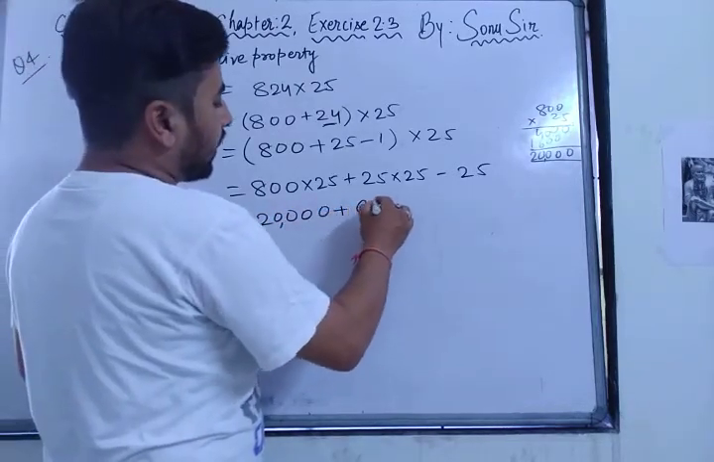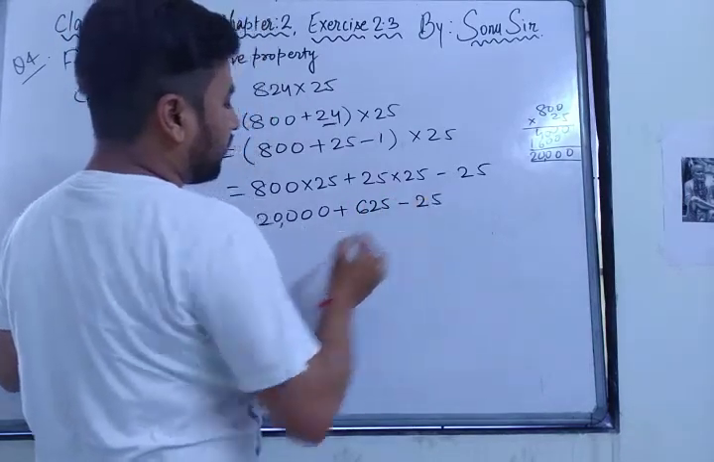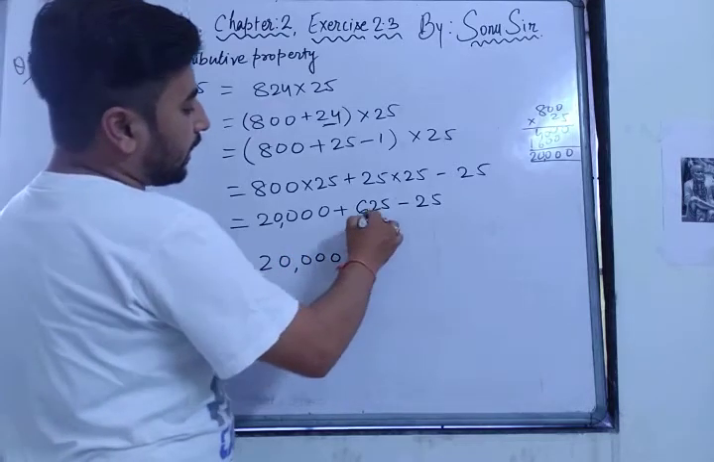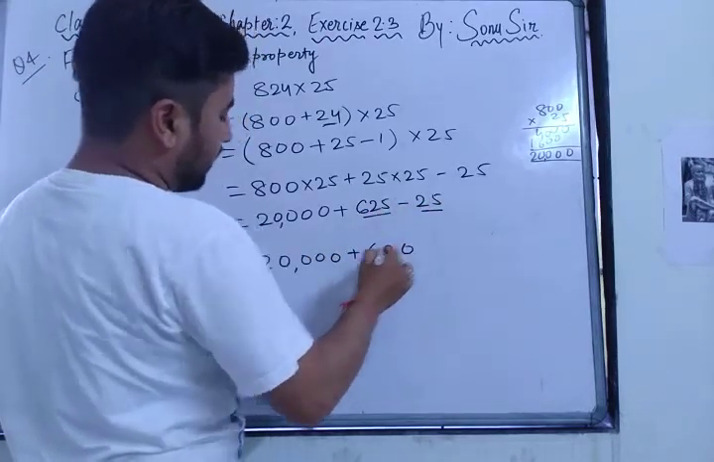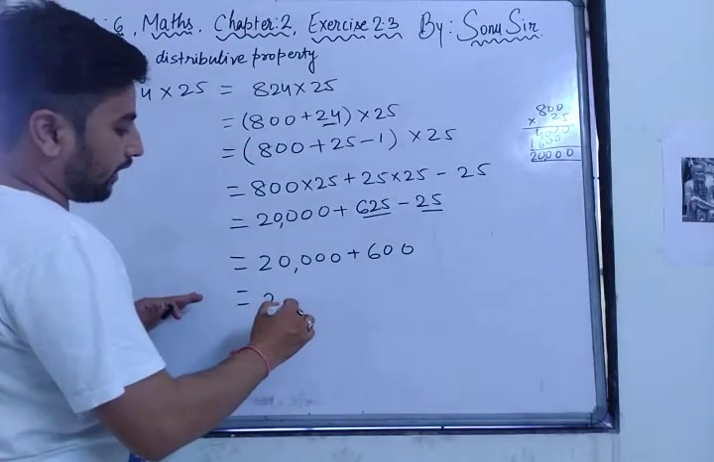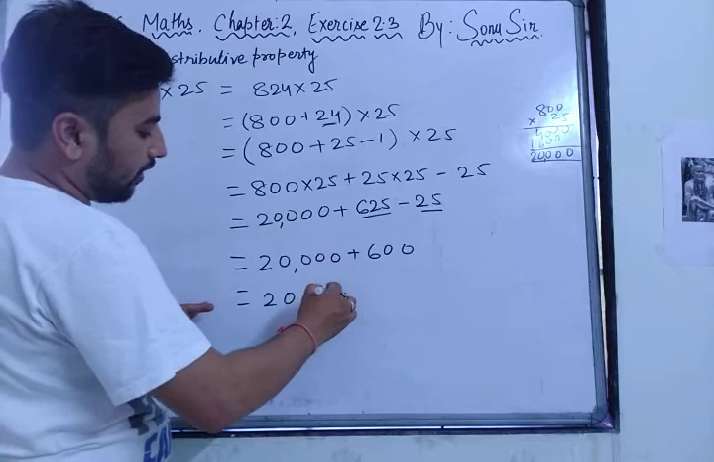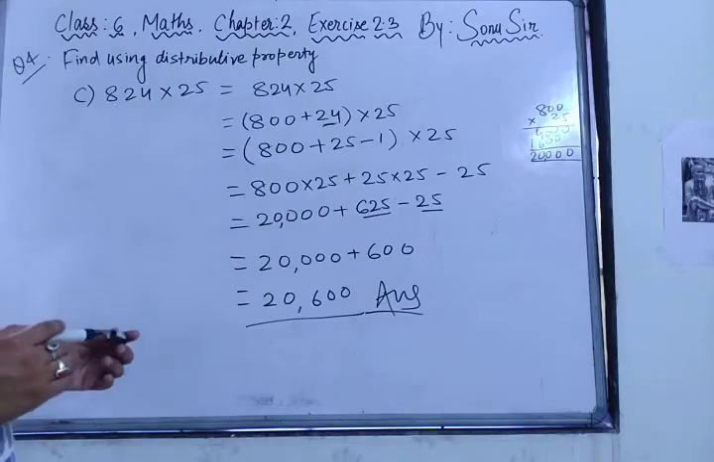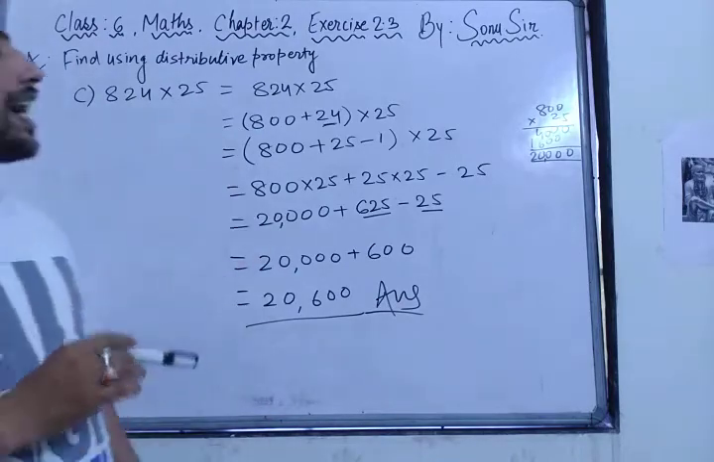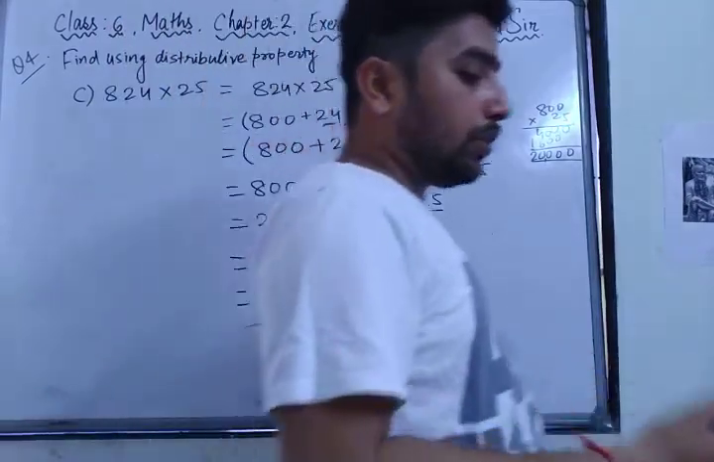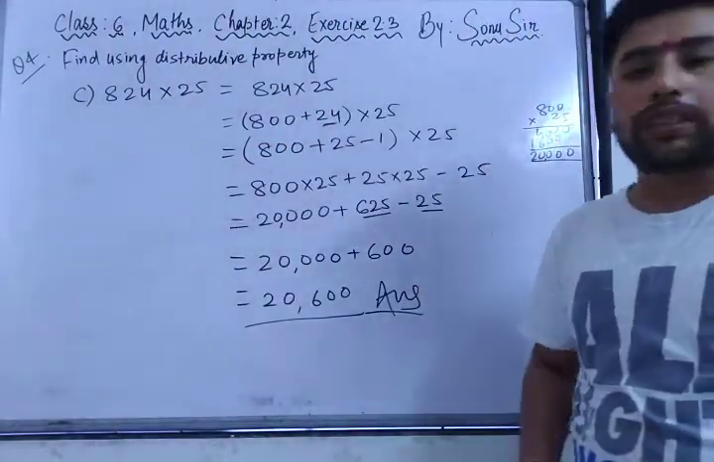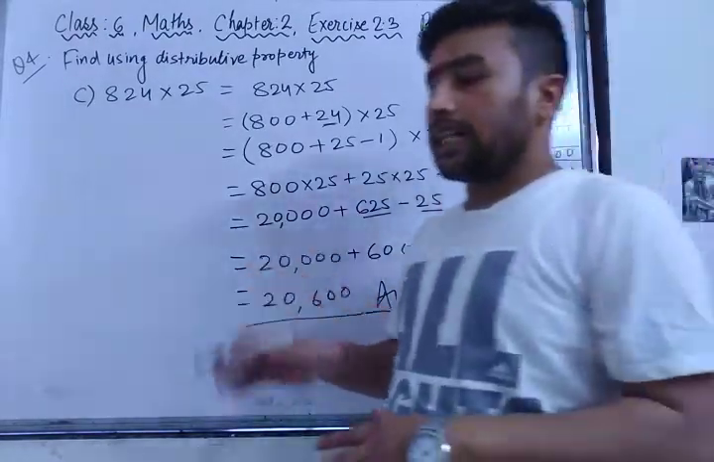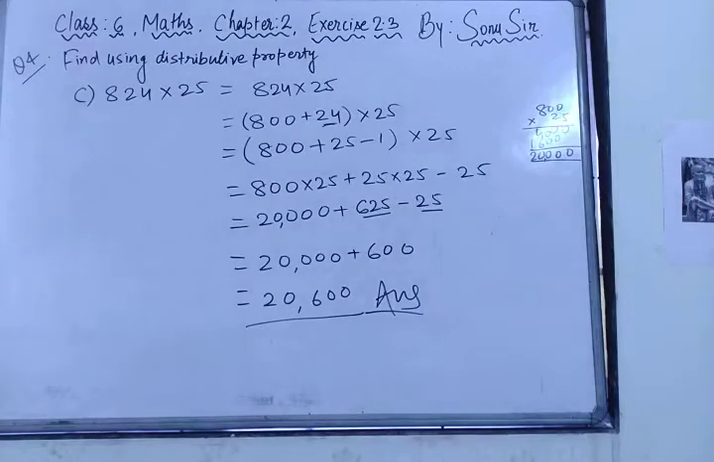25 into 25 is 625, and minus 25. Why have I done this? I am showing you. 20,000 plus 625 minus 25. Can we write 600? So instead of 625 minus 25 we can write 600, so 20,000 plus 600 is 20,600. See, easily we can get our answer. If you are using the distributive property, according to it you will get the right answer, but you should know the concept. In the concept, your multiplication should be easy and in a round figure, so you will get the exact answer, right? So you can copy this answer, C, then we will move towards question number D.